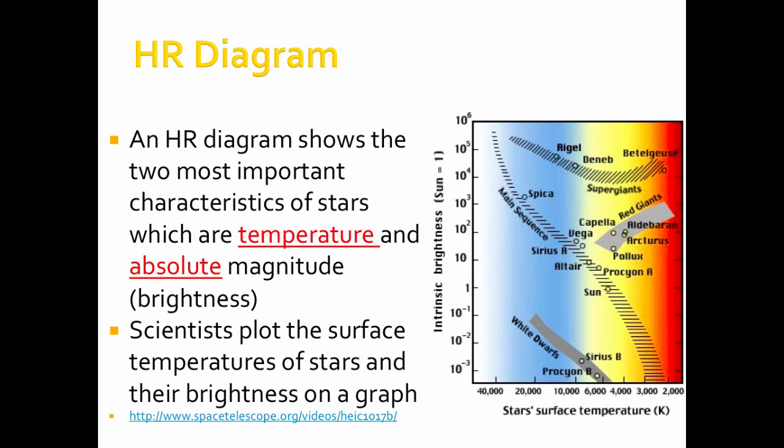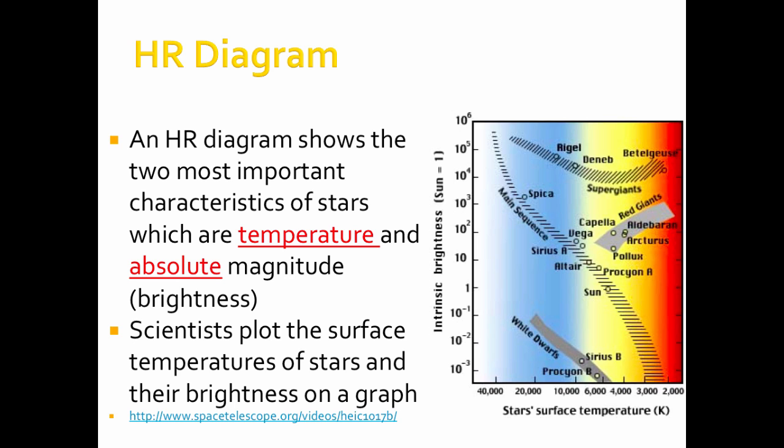So let's get to the meat of it. The HR diagram, remember, stands for Hertzsprung-Russell, which are just the 2 scientists who invented this chart. An HR diagram shows the 2 most important characteristics of a star: their temperature and their absolute magnitude, which is the exact same as luminosity.